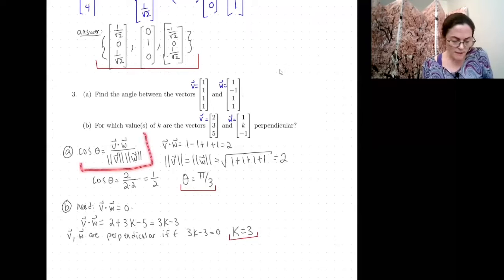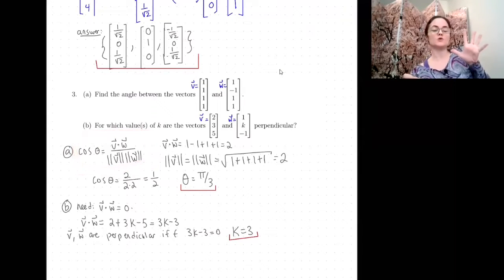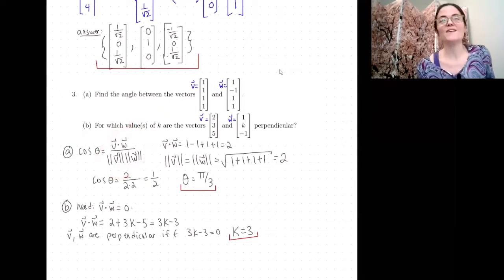Well, this uses the geometric interpretation of the dot product: for two non-zero vectors V and W, you take their dot product and then divide by the product of the two lengths. This is what I need to compute in this problem, and then I can use the cosine inverse or arc cosine function.